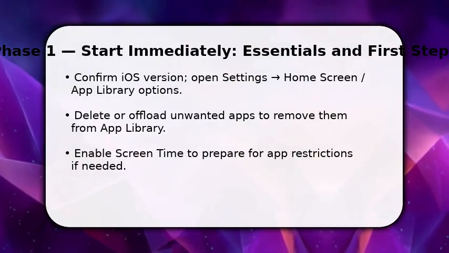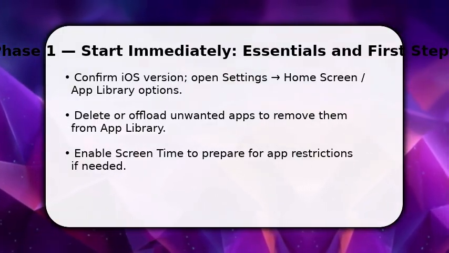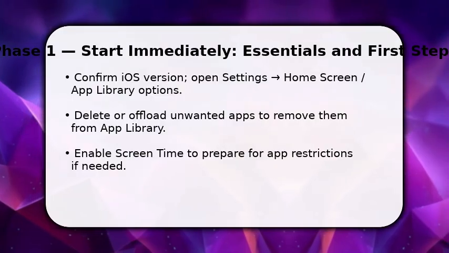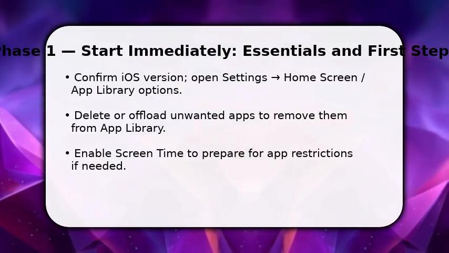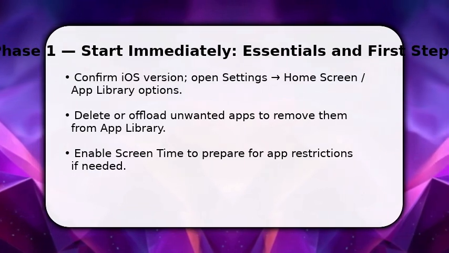Now, delete the app if you no longer want it, or choose Offload App to keep data, but remove the icon. This first sweep clears obvious items fast and sets up controls for the next steps.